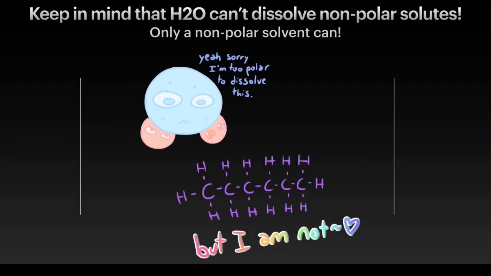Because of this polarity, water is considered a universal solvent because it can dissolve a wide variety of polar substances. For example, take the sugar that you would most likely use, sucrose. Sucrose can dissolve in water because it is a polar molecule. However, keep in mind that water does not dissolve nonpolar substances. For that, you would use nonpolar solvents like hexane.